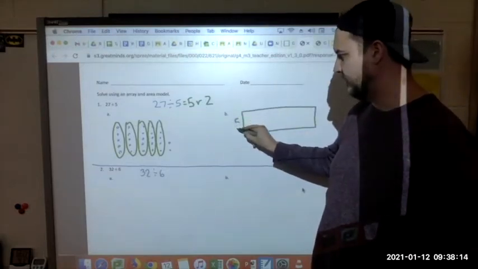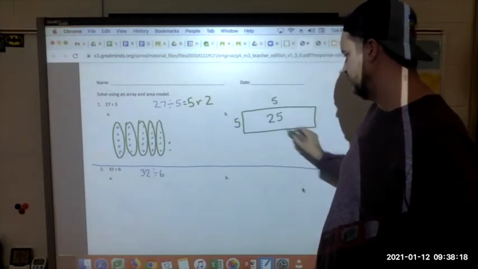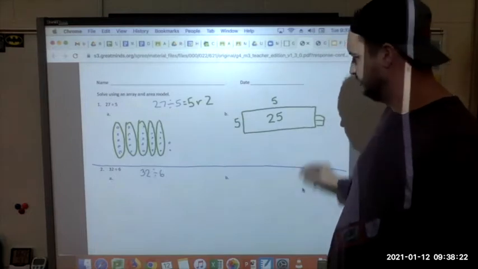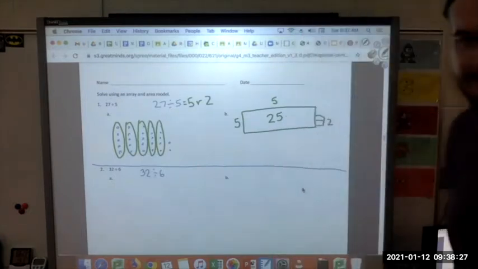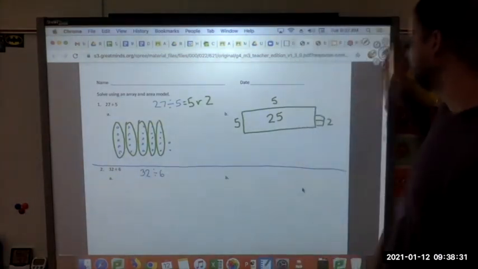This is a 5 by 5, which equals 25, and there's 2 little square units out to the side, which would equal 27. Okay, so now let's continue that trend.